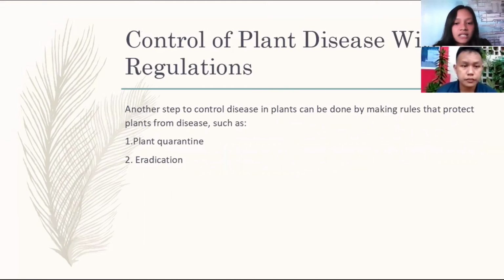Another step to control disease in plants can be done by making rules that protect plants from disease, such as, the first, plant quarantine. The purpose of plant quarantine is to prevent the importation and spread of plant destructive organisms to a country or area that is still free from the pest or plant destructive organism. The number two is eradication. Diseases that have just entered an area are eliminated as much as possible before they spread. This cleaning or eradication effort needs to be done by all people. This action must be based on regulations issued by the government.